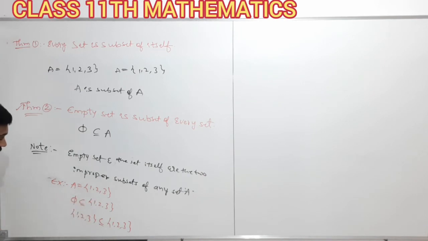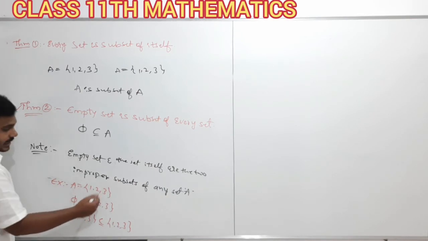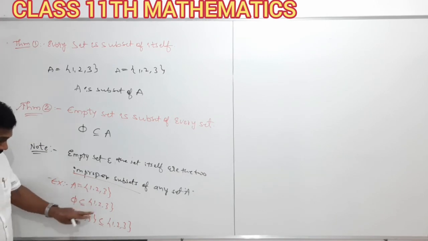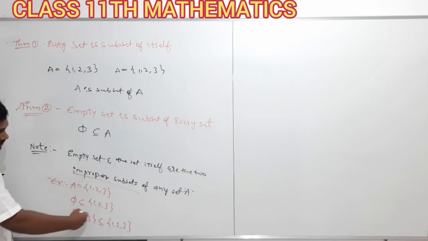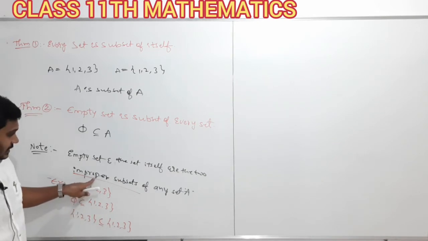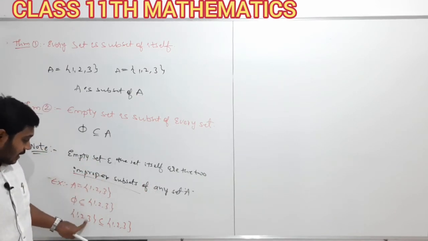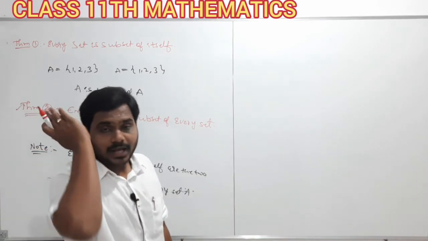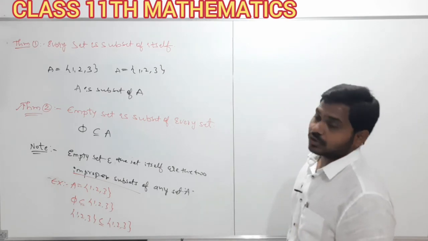So therefore, my dear students, for any set A, the set itself and the empty set, we can take them as improper subsets. Why is it improper? Because this is a subset of this set, as well as these elements are equal to these elements. So therefore, my dear students, the set itself and the φ set, we can call them improper subsets. Am I clear? So like this, these are all the concepts you should remember.